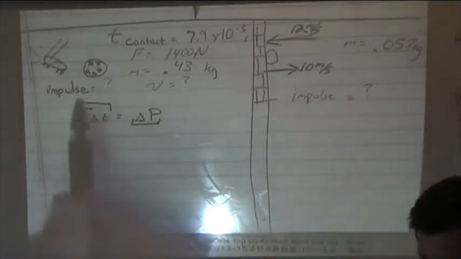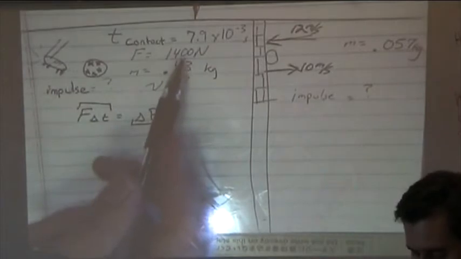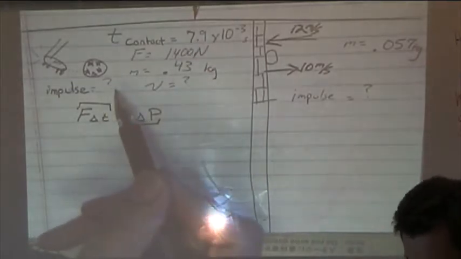So if we have a question here, like a person kicking a soccer ball with a force of 1,400 newtons, and their foot touches the ball for 7.9 times 10 to the minus 3 seconds. Doesn't take long to make that soccer ball go. Well, with that force and that time, what impulse is delivered?